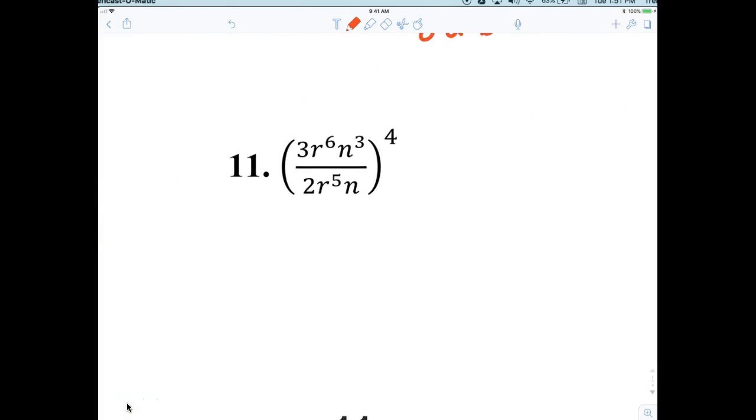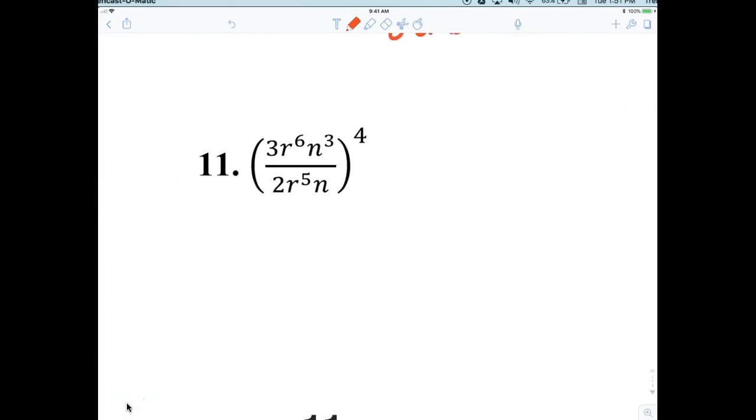All right. Here we go. Next, simplify, please. Would it just stay the 3/2? Good. And then R. And then? It would just be R. And then N to the. Brilliant. All right. 3 to the 4th.